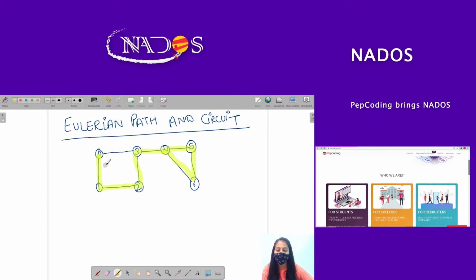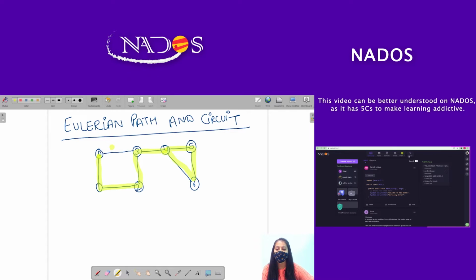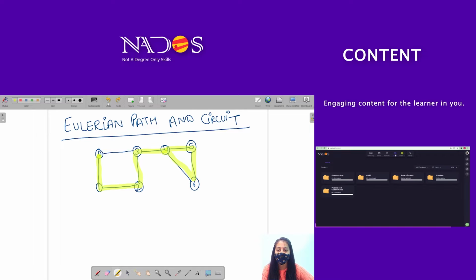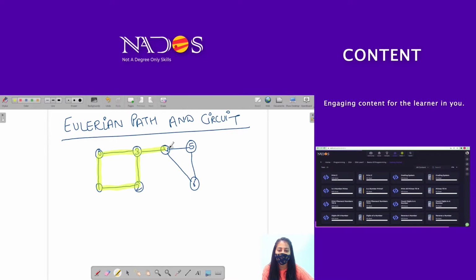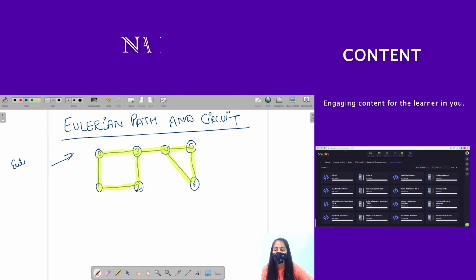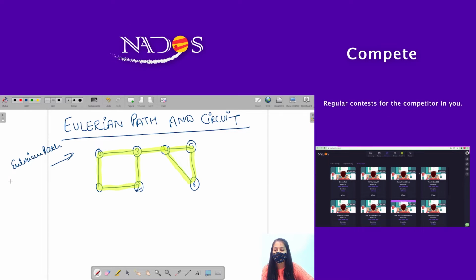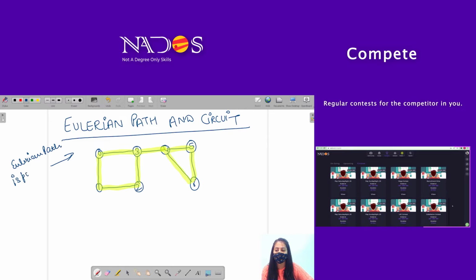Now if I start from 0, I am not able to visit all these edges. One edge is left for this graph, right? But an Eulerian path is possible for this graph. How? If I start from node 3, then I can visit all the edges of this graph exactly once, right? So we can say that an Eulerian path is possible for this graph.